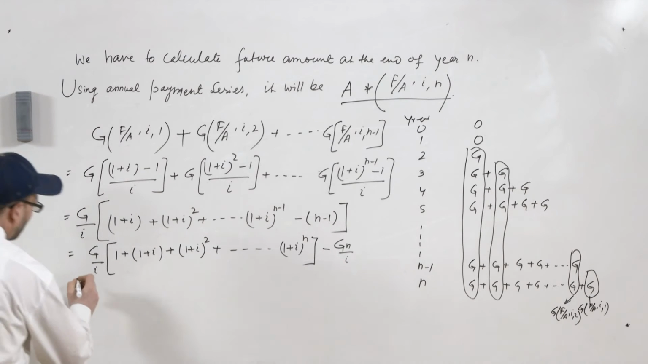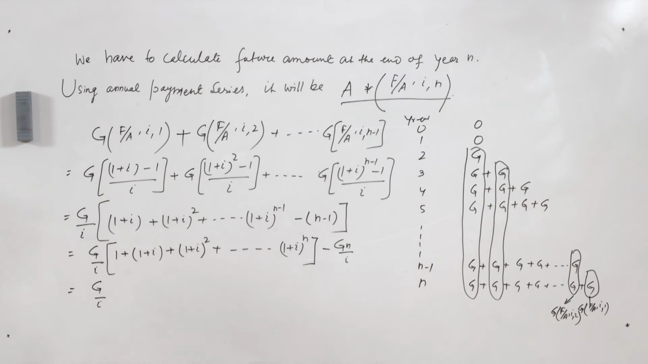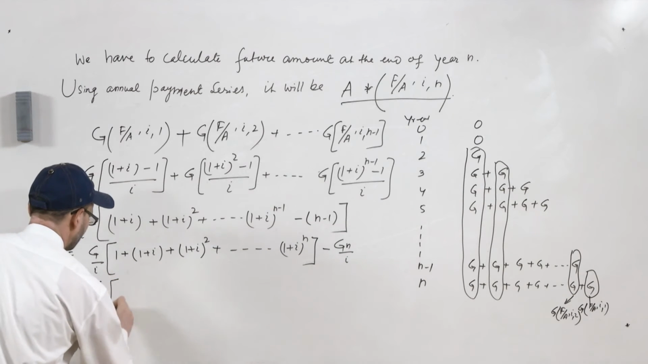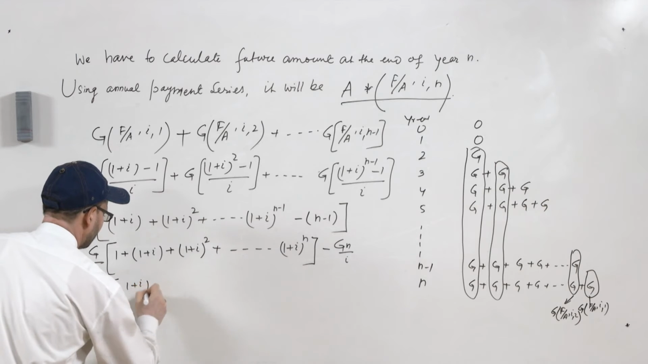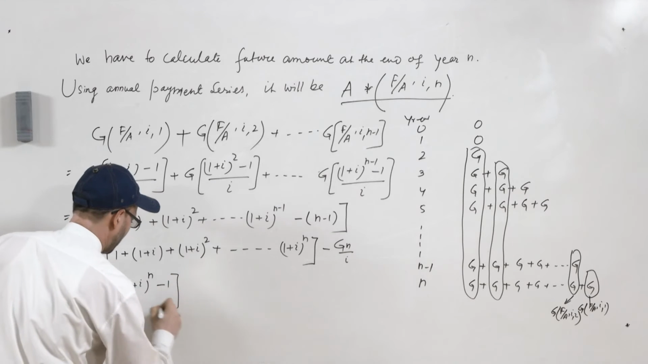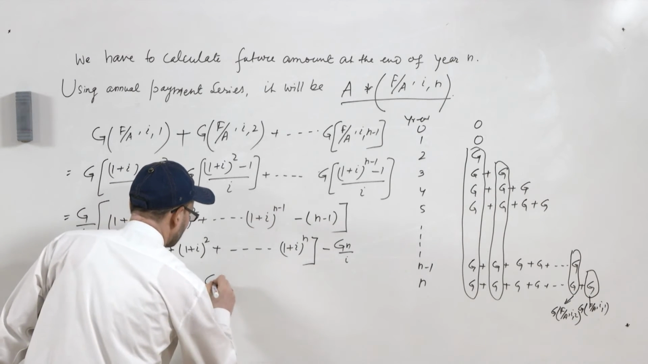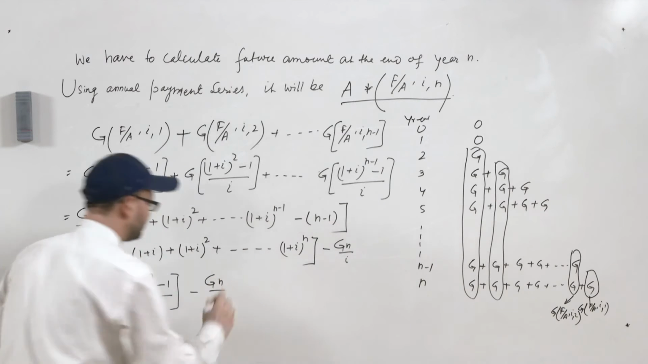So, this will be written as g by I, 1 plus I, you have n terms, n minus 1 upon I, that is in the denominator we have 1 plus I minus 1. So, this is I, minus g n by I.